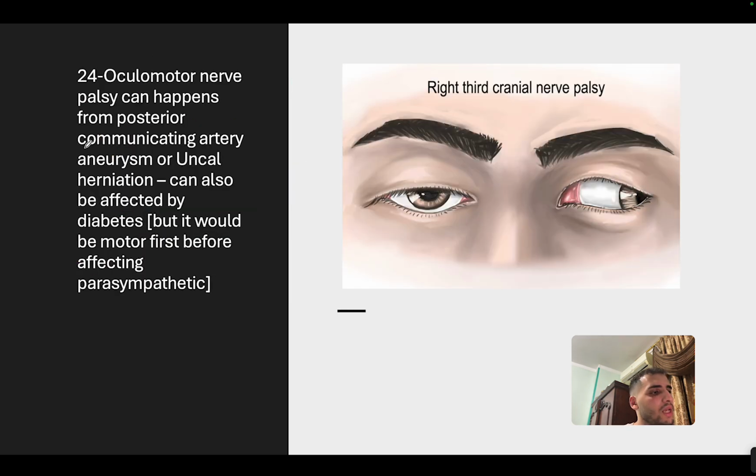Okay. The next extreme high yield concept is when you see oculomotor nerve palsy, which is an outward and downward eye, and they ask you what can be the cause of it. Most probably it would be a posterior communicating artery aneurysm, or uncal herniation. Or they can invert the situation. They can tell you, for example, a person is having a herniation and then there is oculomotor nerve injury. And they will ask you what type of herniation is this one? Is it sagittal, is it uncal, or whatever? So the answer is uncal herniation.